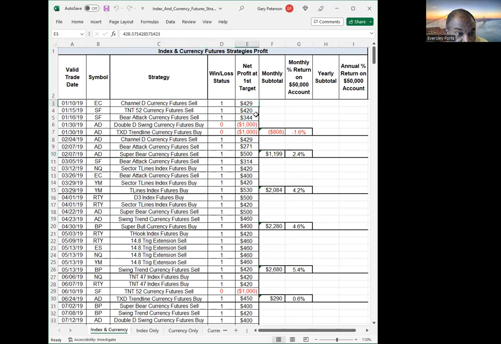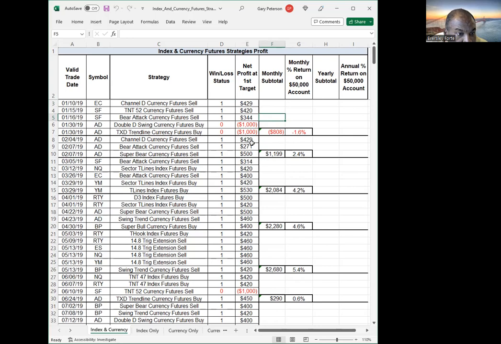If you see 429, that's a 42% return. You see 344, that's a 34% return, based upon that particular strategy. Let's take a look at this. There's only first target. This is not trailing stops. It's just first target, all in, all out. If you took all 5 trades this month, you're down 1.something% for the month.